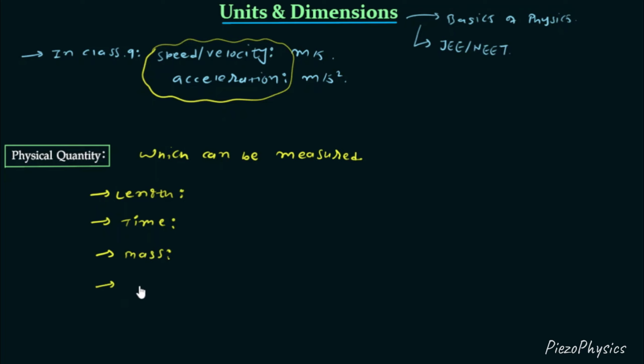In class 10 we have learned about current, which can be measured using an ammeter. Now length has the unit meter, time has the unit second, mass has the unit kilogram, and current has the unit ampere. So these are the different physical quantities which can be measured using any kind of instrument.